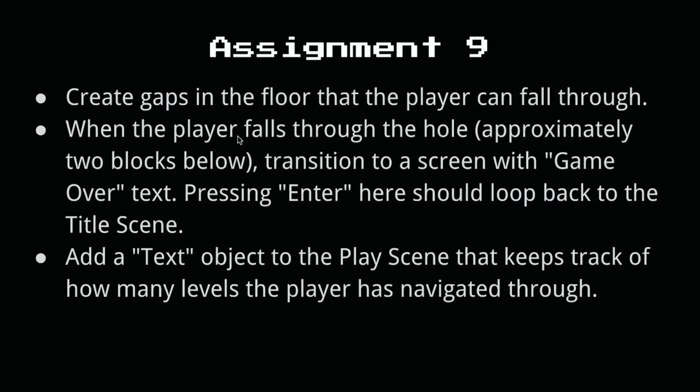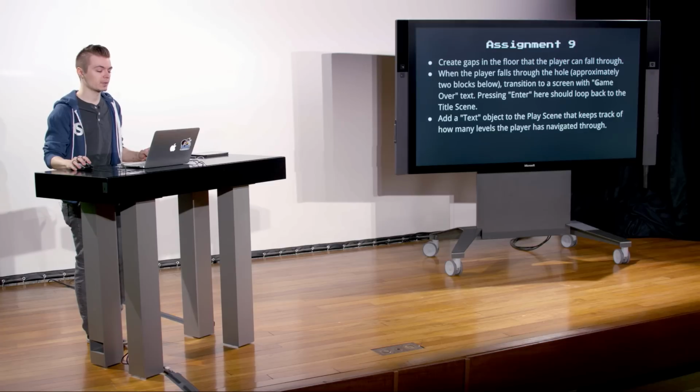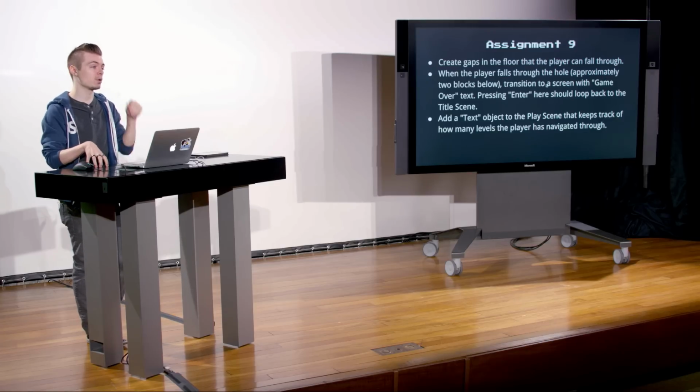So assignment 9, we talked about this already, about the gaps in the floor, but this will be part of the maze generator, right? Because that's where we ultimately generate, or the maze instantiator, the actual part of the maze generator that creates the physical maze. But create gaps in the floor. And then when the player falls through, approximately 2 blocks below, you can check the transform's Y position is less than a certain amount, right? Which should be less than 0. I think it's based on the top part of it. Then you should transition to a new screen that says Game Over.